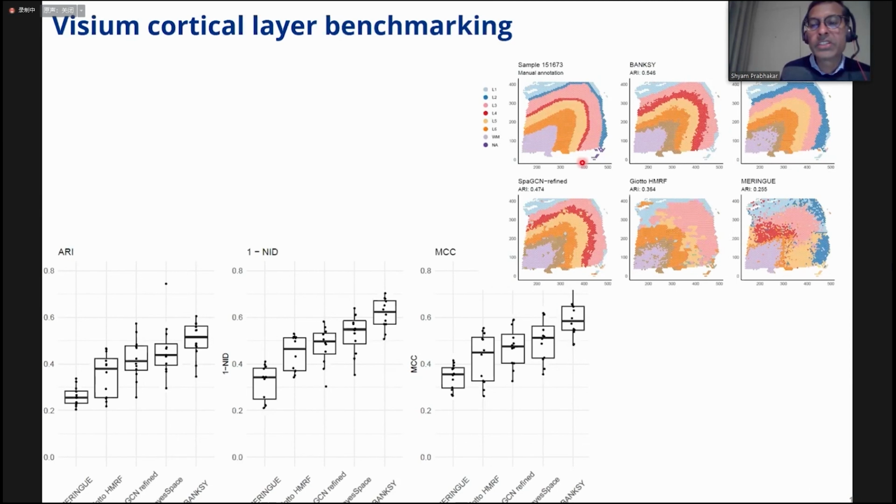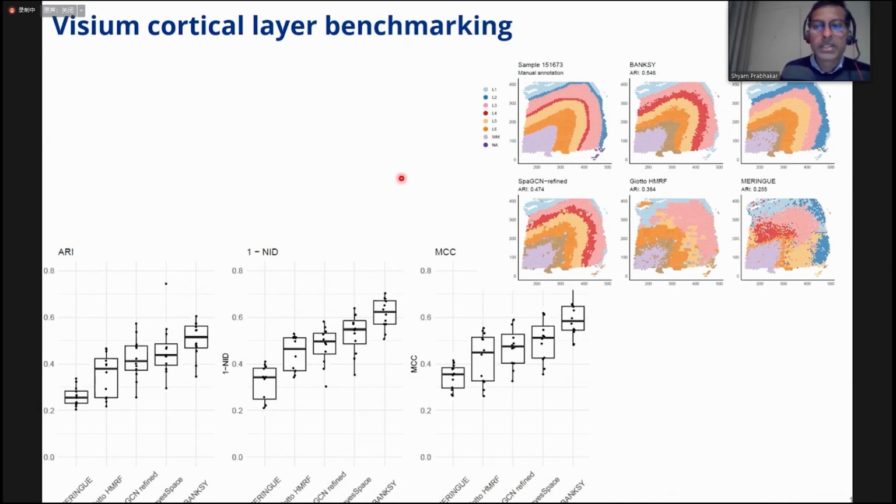Lastly, benchmarking on Visium cortical layers. Again, this is a popular benchmark used in the field. Visium data, one more data type. This is the ground truth, okay? Manually annotated cortical layers in this brain section. Here's the BANKSY result, and here are the results from other algorithms that have been tested on this. And you can see here, BANKSY is the last algorithm. It gives you the best correspondence to the manual annotation ground truth.